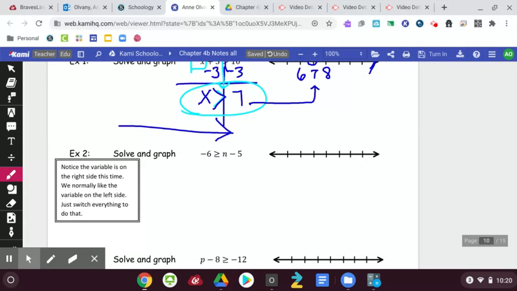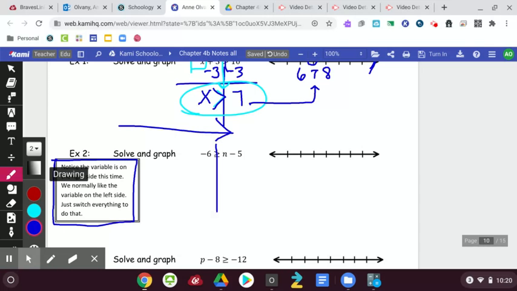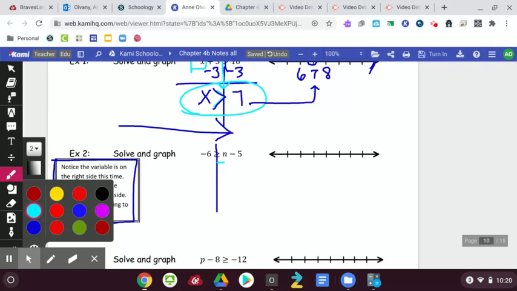Now, this one's tricky because notice that the variable is not where we like it. It's over here. So there's a couple of different ways to handle that. It really just depends on you and how you think of it. One of the ways is just to draw your line down the middle. You're separating the two sides. What's happening to the variable? It's being subtracted by 5, so we're going to add 5 to both sides. -6 plus 5 is -1. Your symbol comes straight down. This is going to be greater than or equal to n.